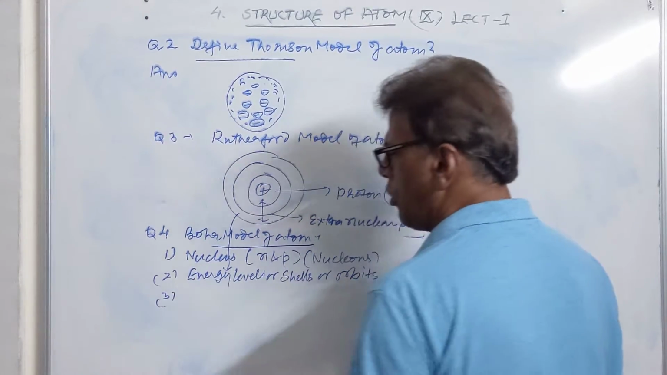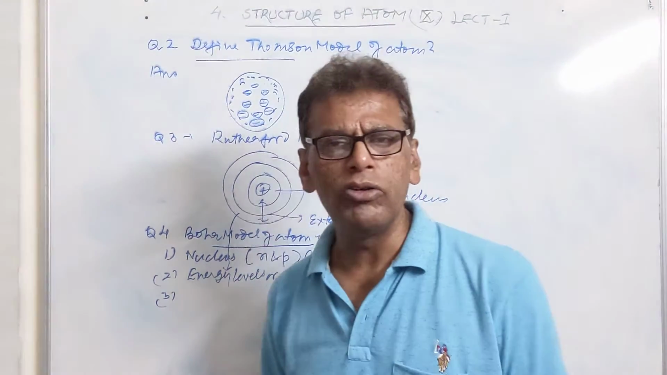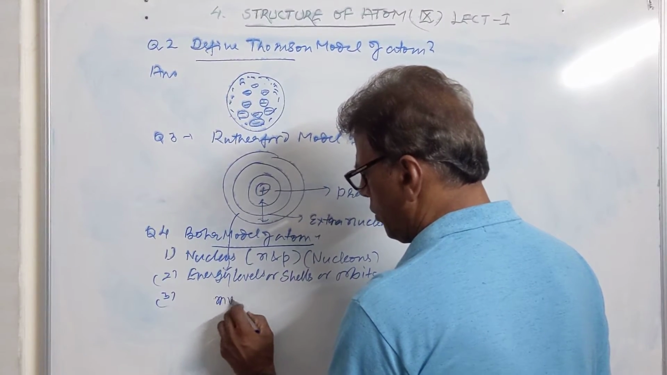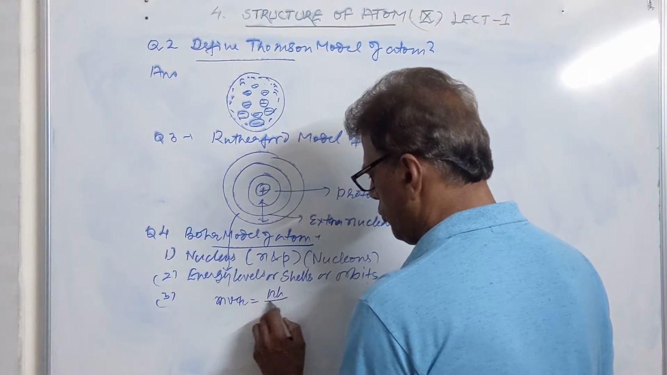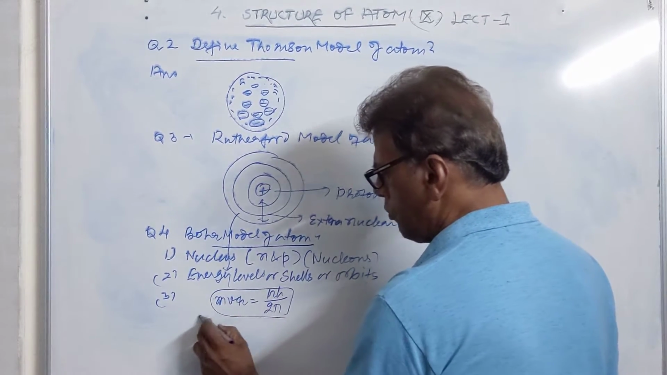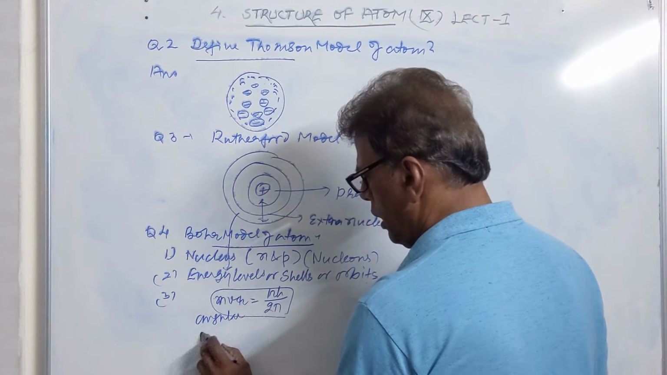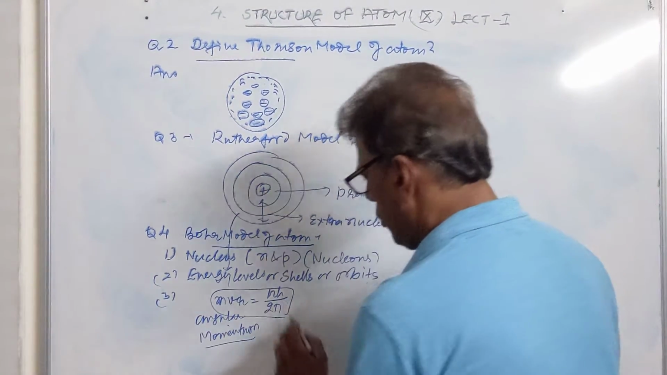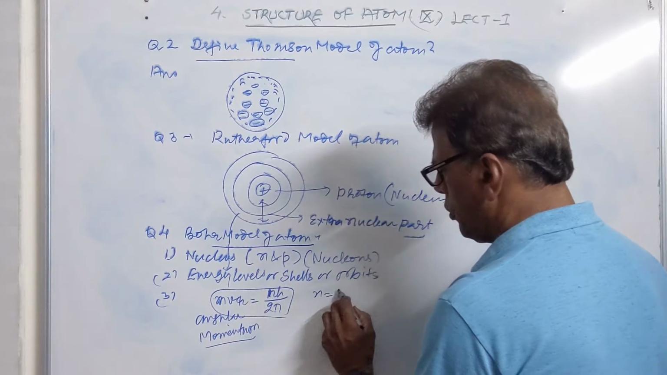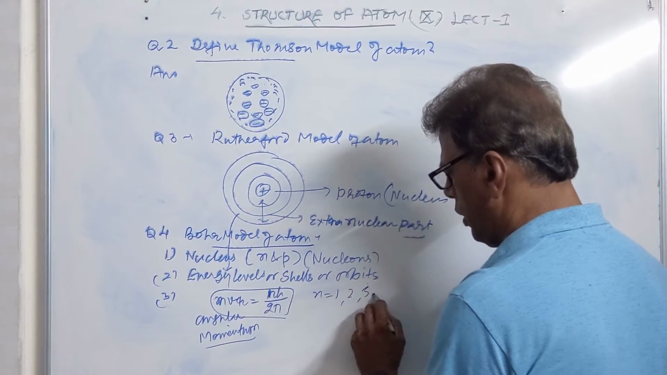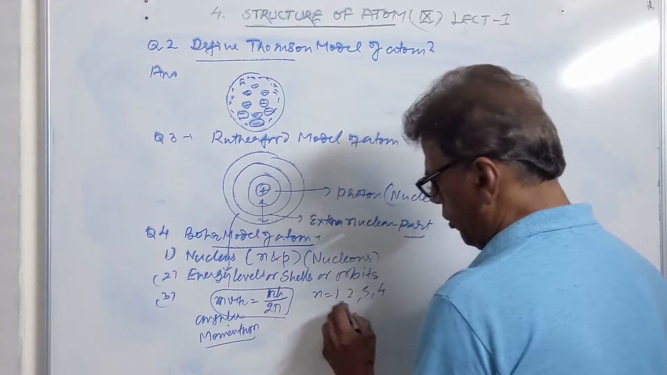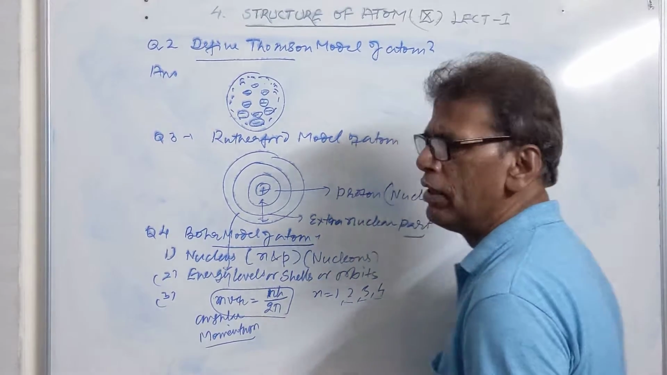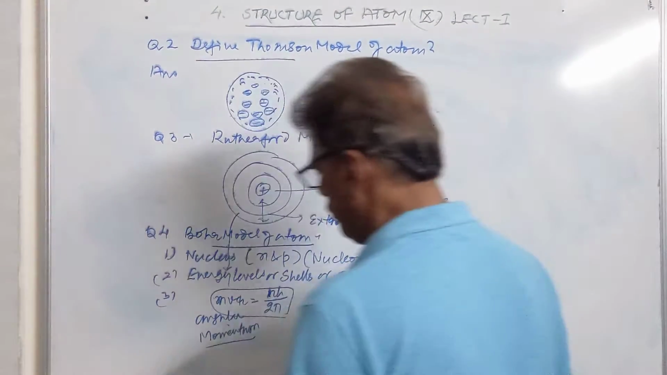Third, the electron keeps on revolving in the allotted energy level without losing any energy. Fourth, the angular momentum of an electron, that is mvr, is equal to nh upon 2 pi. So the angular momentum of the electron is equal to nh/2π, where n is the number of the orbit in which the electron is revolving. It is 1, 2, 3, 4, 5. So angular momentum changes accordingly. It will become twice in the second orbit, thrice in the third orbit, and 4 times in the fourth orbit. Then we have the fifth point.